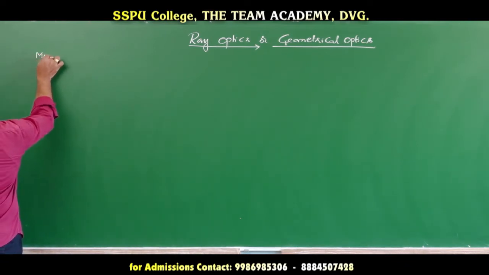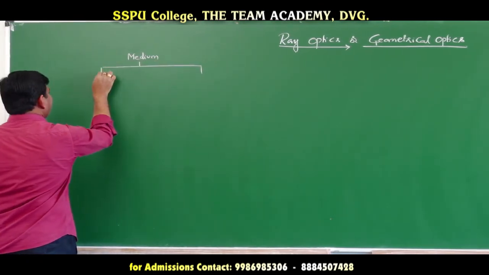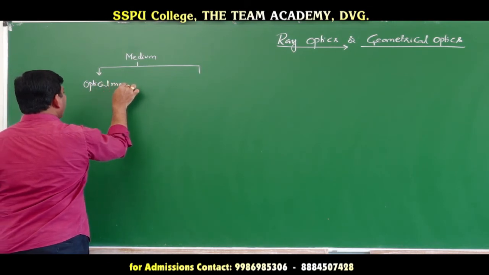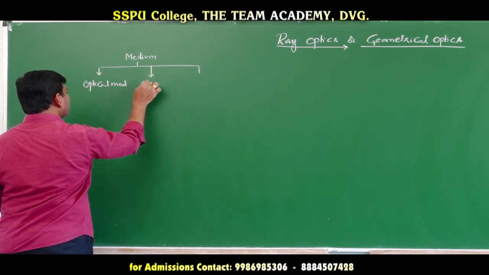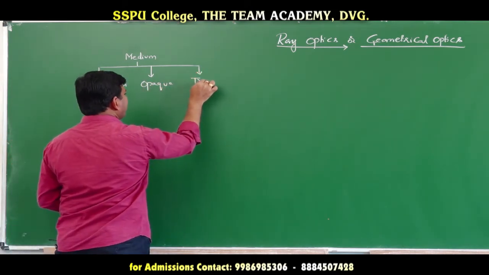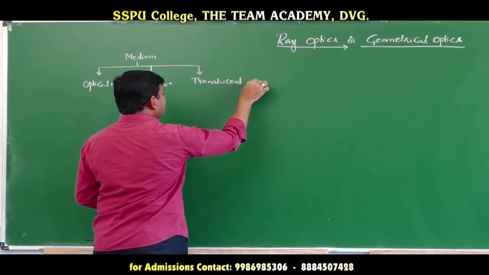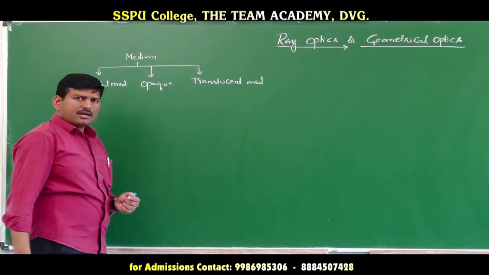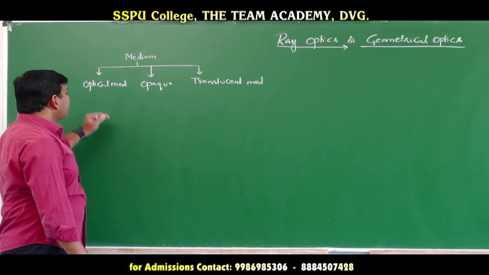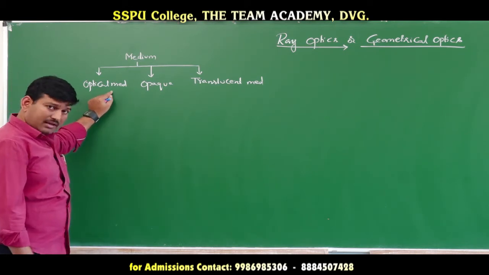If there is a medium, that medium can be classified into 3 types: optical medium, non-optical medium or opaque medium, and the third one is translucent medium. This classification is made based on whether light is propagating through them or not. If light is propagating through a particular medium, then that medium is said to be an optical medium.